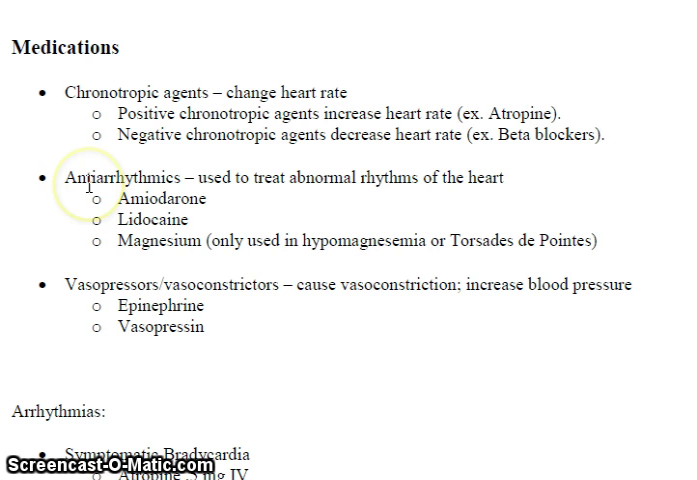Then there are antiarrhythmics, and when you think antiarrhythmics, you should think amiodarone, lidocaine, and magnesium. There are others that treat different types of arrhythmias, but these are the three most commonly used. We'll talk about amiodarone and lidocaine later, but right now magnesium, know that it is only used during hypomagnesemia or Torsades de Pointes. That's the only time that I talk about magnesium in this lecture. Next are the vasopressors or vasoconstrictors, and of course they cause constriction of the blood vessels, which increases blood pressure. The most common ones are epinephrine and vasopressin.